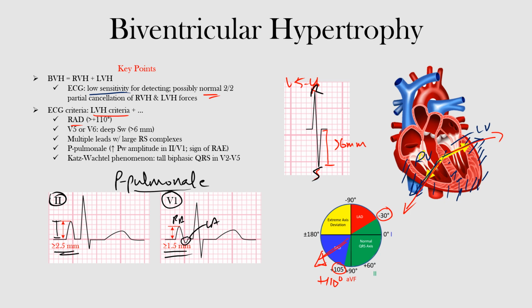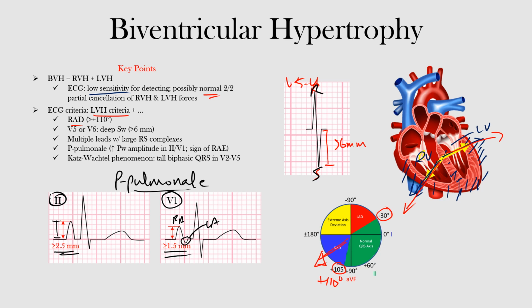Now there is one interesting pattern that I want you to at least hear about. It's known as the cat's watchtail phenomenon. This pattern occurs when there are tall biphasic QRS complexes in the mid-precordial leads, from leads V2 up until V5. And this pattern has been reported to be associated with biventricular hypertrophy secondary to large ventricular septal defects or patent ductus arteriosus with pulmonary hypertension, which in this case you may hear and refer to as Eisenmenger syndrome.